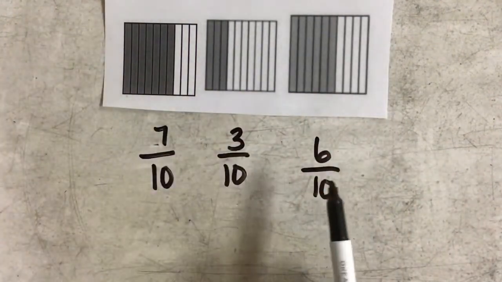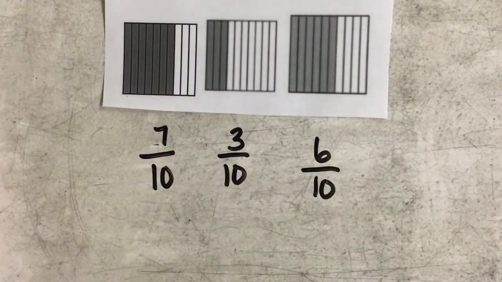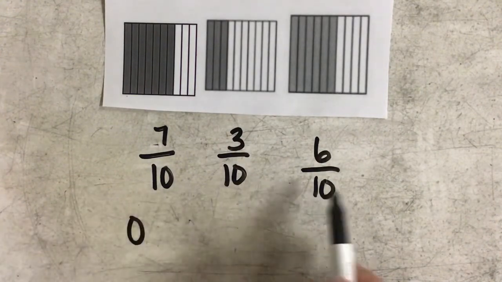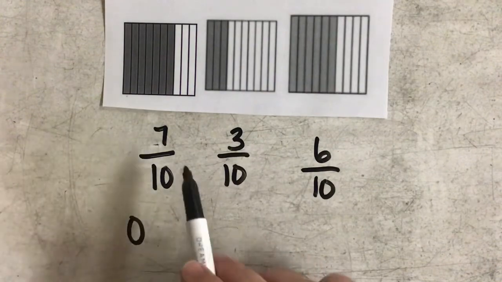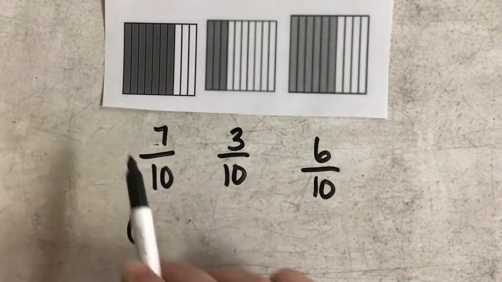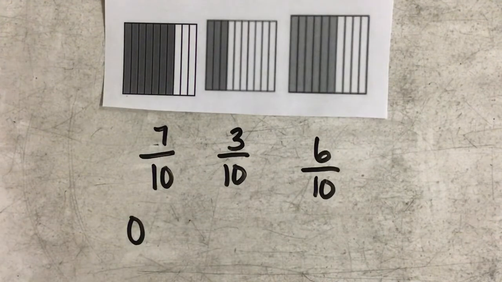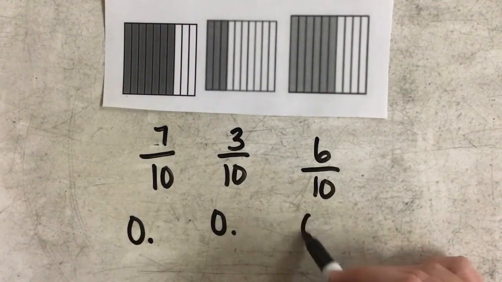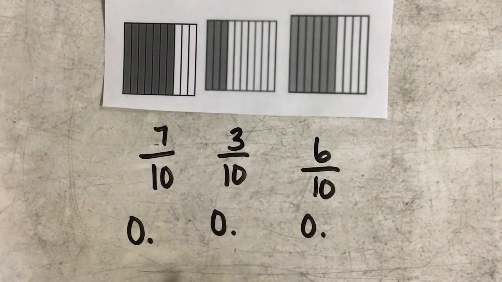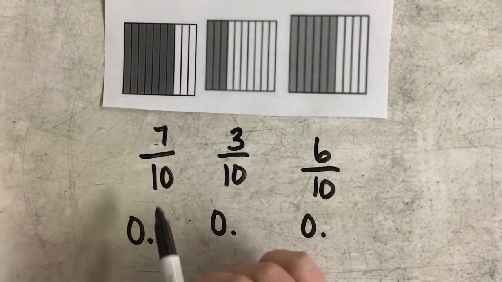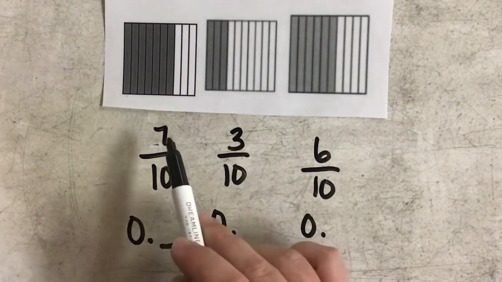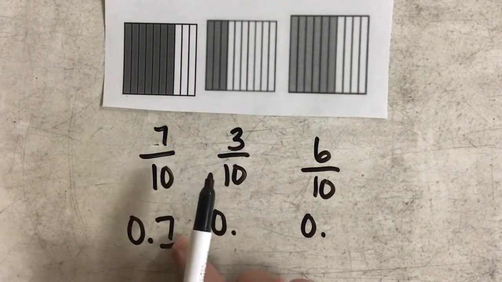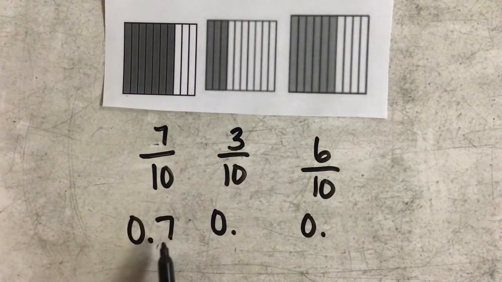Now, again, if I wanted to write these fractions as decimals, well, I need to start with a 0 because none of these fractions have any wholes in front of them. In other words, they don't have any whole numbers attached to the fractions, making them mixed numbers. So each one of these fractions is going to start with a 0 and a decimal point. And then in the tenths place, I'm going to write the numerator. So in this case, it was 7/10. I would write that as a decimal point, and it looks like 0.7.